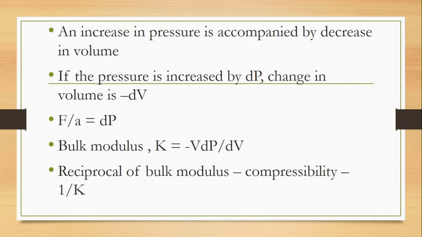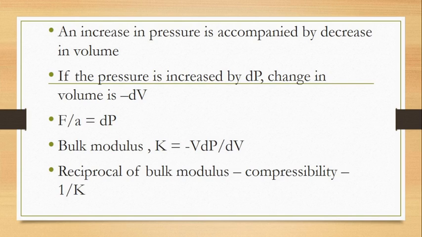So if the pressure is increased by dP, the change in volume will be dV, isn't it? So the change in pressure is dP, so that the corresponding change in volume will be dV, but with a negative sign, because when the pressure is increased, volume gets decreased. So the decrease is denoted with a minus. So if the pressure is increased by dP, the volume change is minus dV. We had also already said that force by area is pressure. So we can substitute it as dP.